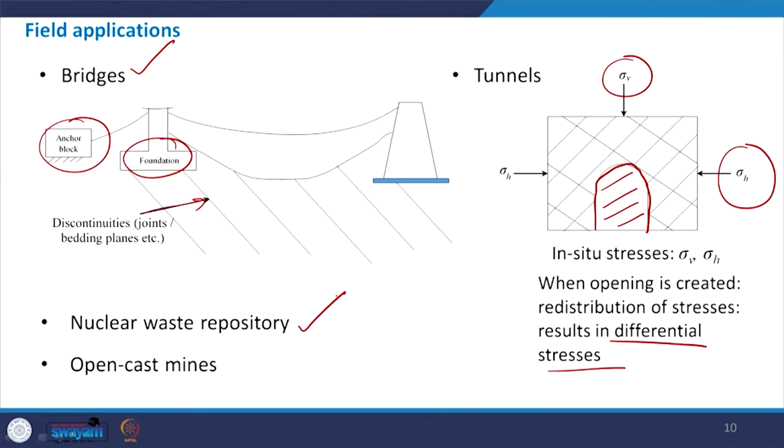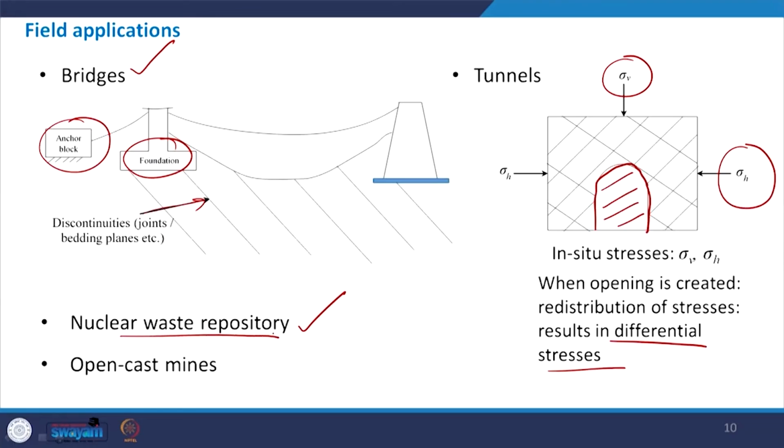Then the next one is nuclear waste repository. You know that nuclear waste is really a prime concern for its deposition. So usually what is done is it is deposited deep below the earth's crust. For that, again at that level you have the rock. So we need to appropriately design this structure so that it will be able to serve for a few years, like 100, 200 or 300 years.